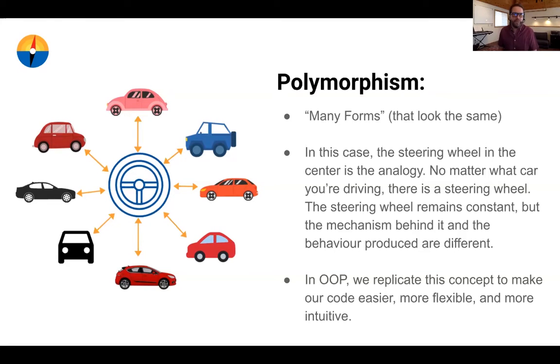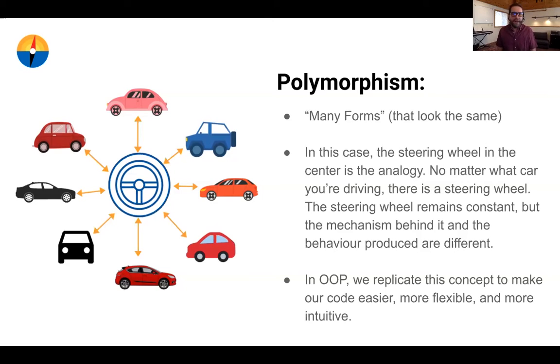And polymorphism just means many forms or takes many shapes, right? And in this little diagram I have on the left, the most famous analogy for polymorphism is the idea of a steering wheel in a car. Just so you know, this also is the same analogy I would use to describe abstraction, right?